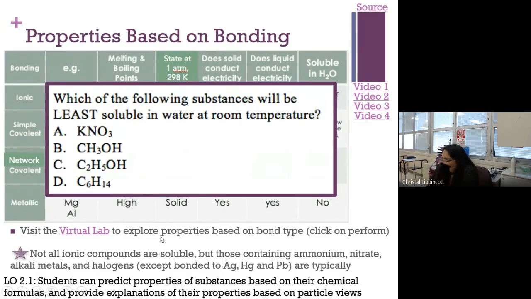Okay, so which of the following substances will be least soluble in water at room temperature? Least soluble.